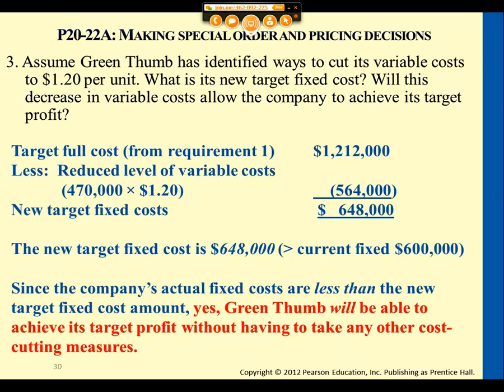What does it mean? It means that Green Thumb will be able to achieve the target profit, right? Without any additional cost-cutting measures.